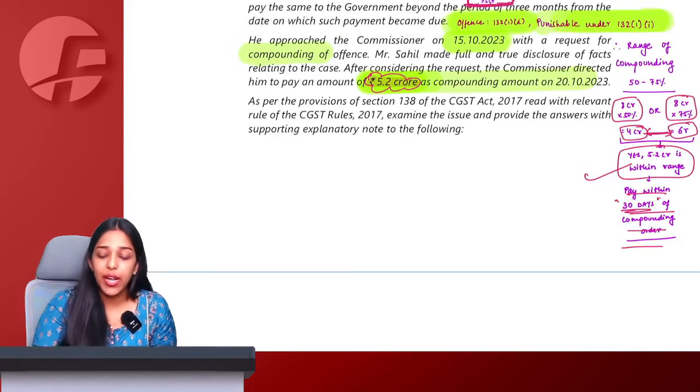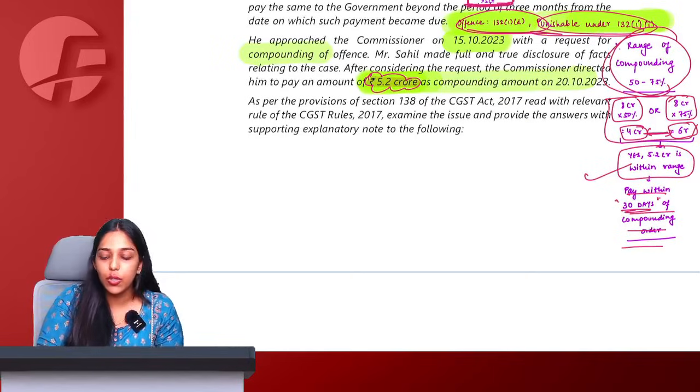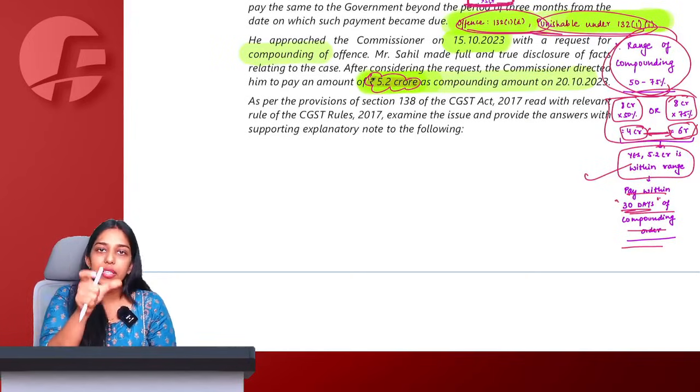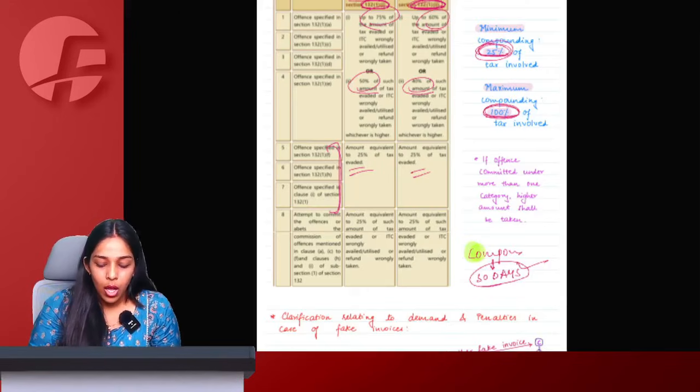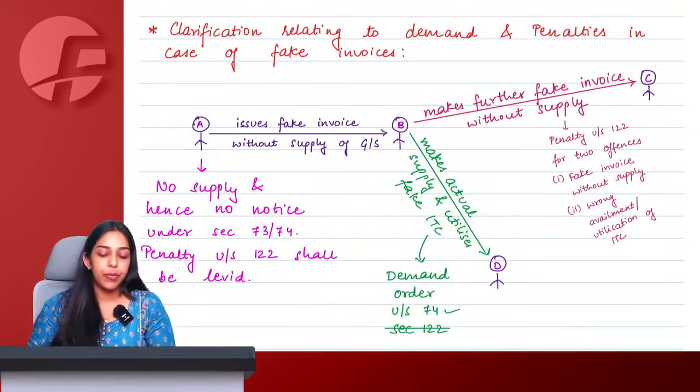So you identify the range of prosecution according to the section in which you are committing the offence, and then you understand what the range is. Between this range, the officer can ask for any amount for prosecution. Okay ma'am. And then a last clarification with respect to this chapter.